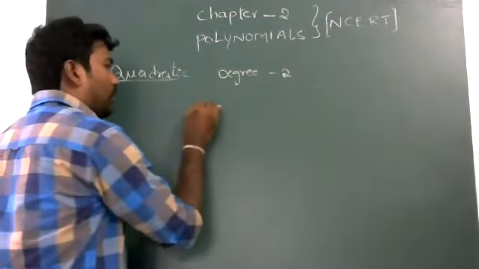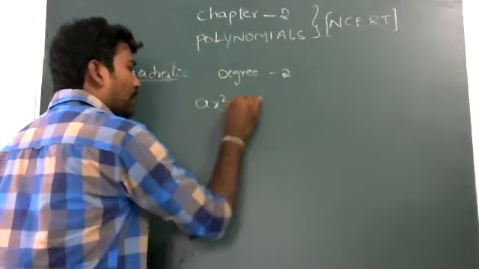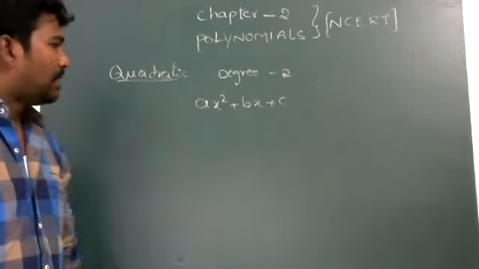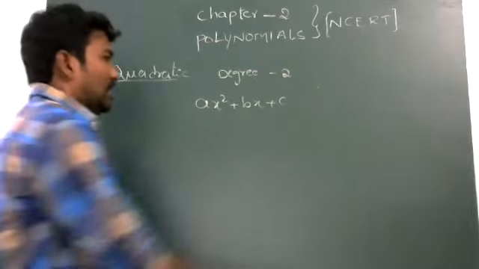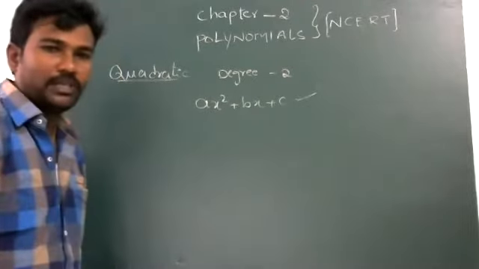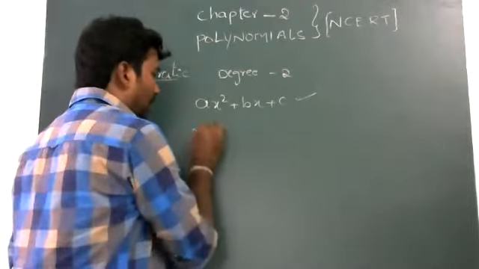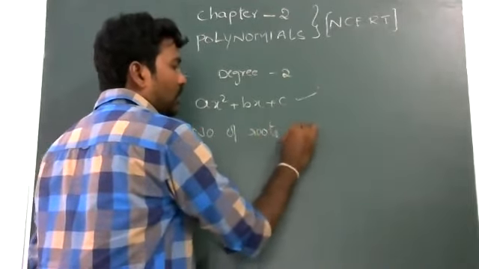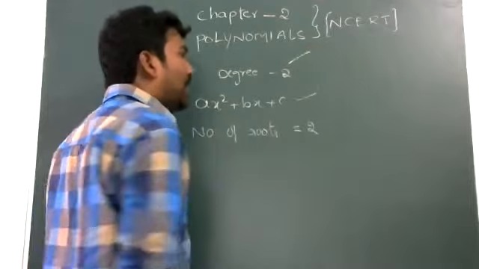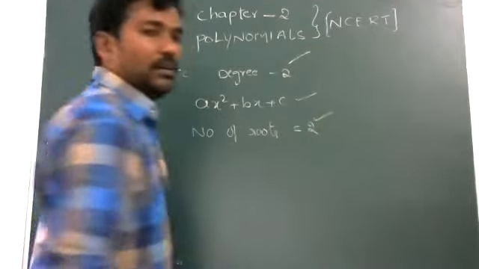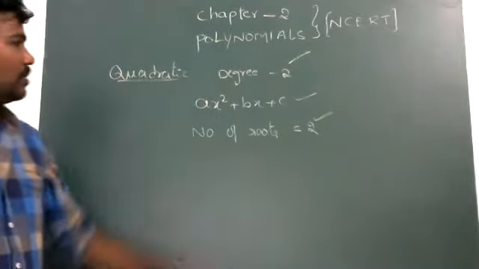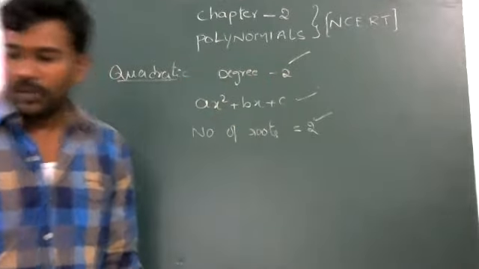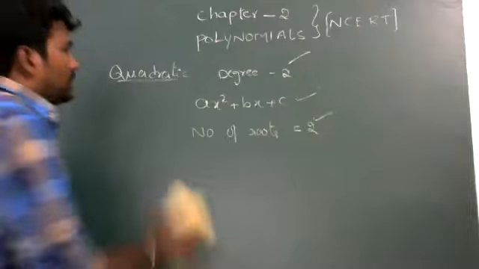Suppose for example, ax square plus bx plus c. Now here, what is the highest degree? 2. So that's why the degree of the polynomial is 2, and it's a quadratic polynomial. Number of roots or zeros equals how many? The same as the degree. So degree equals 2, then the number of roots also equals 2. Now we are going to discuss a few problems.